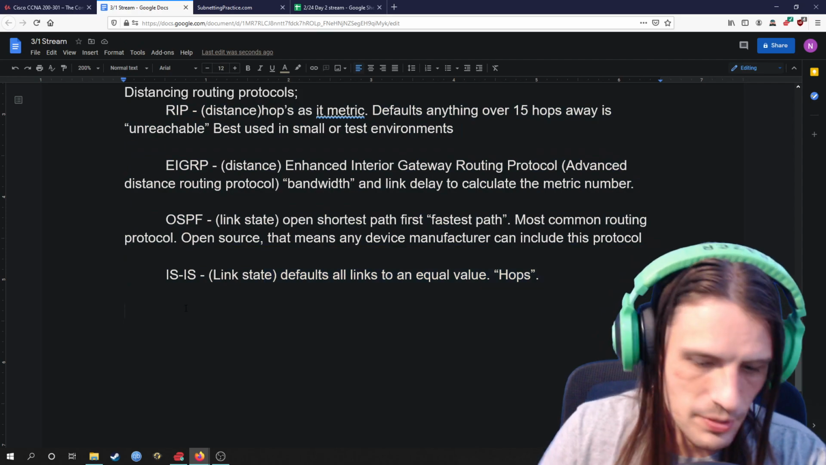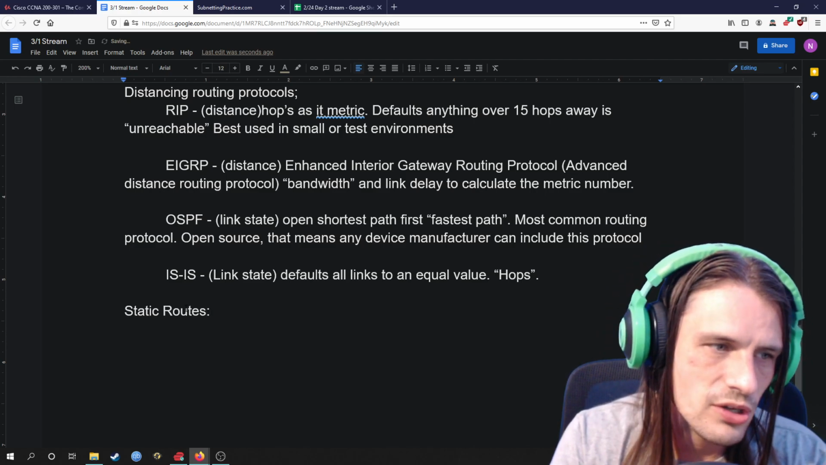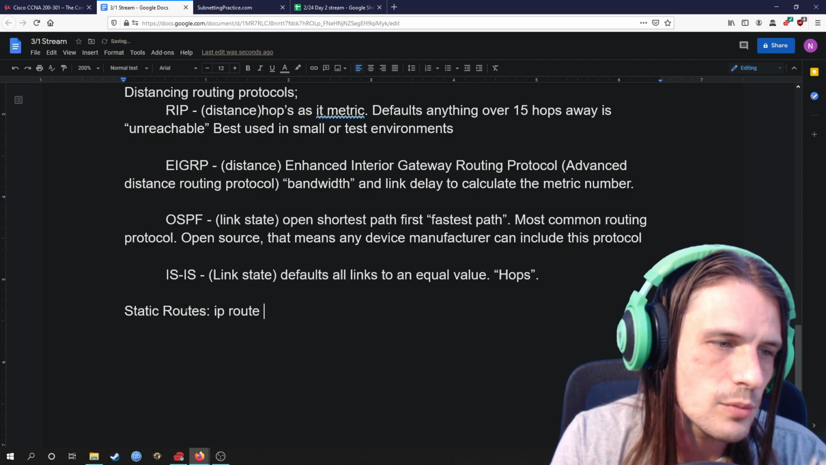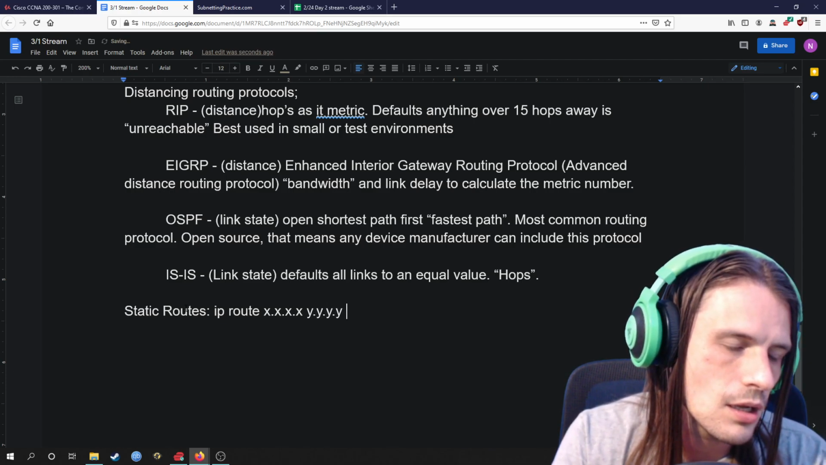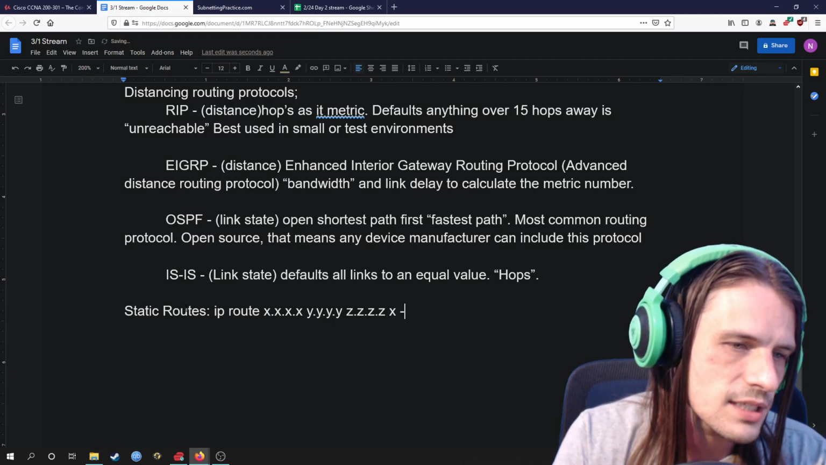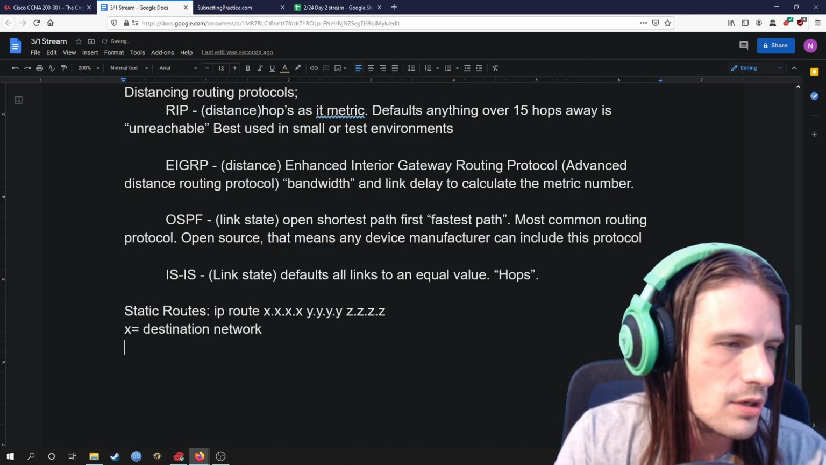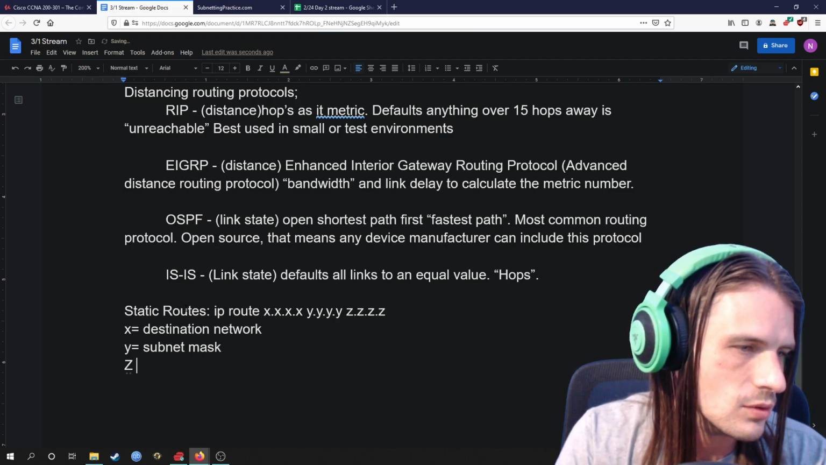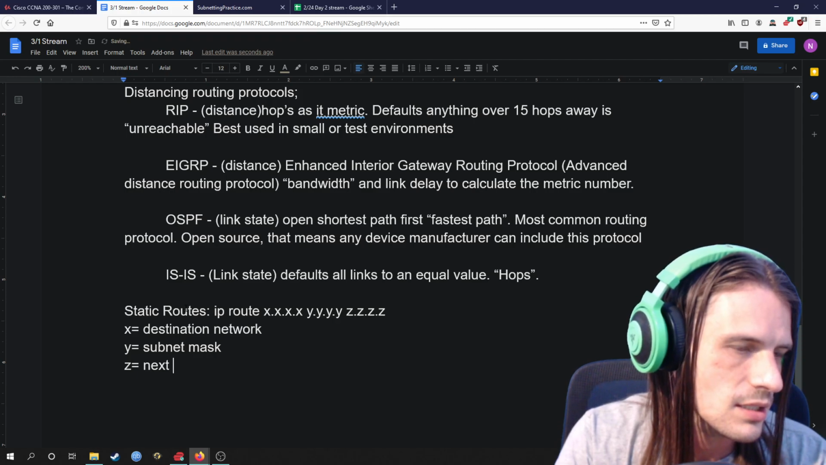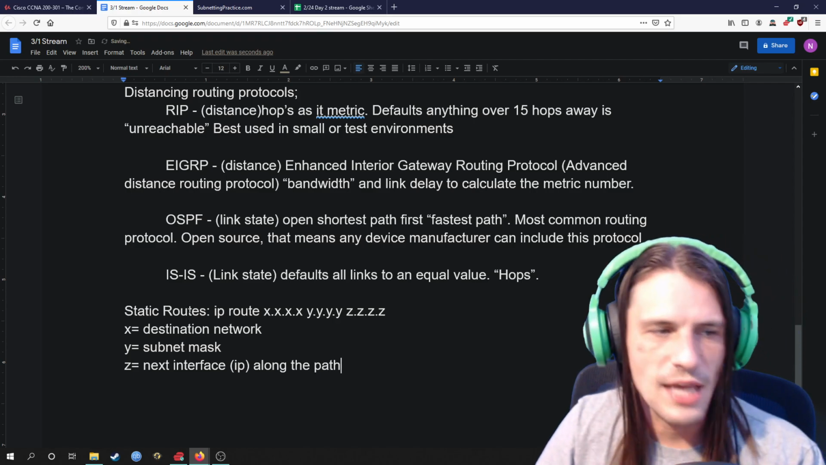So these are all dynamic, but then we have static routes, and again, these are ones that we put in ourselves. So we would just log into the system and we would say IP route. And then we could put x equals destination network. I think it's network, right? Yeah, destination network. Y equals subnet mask. Z equals next interface IP along the path. And that would be how you enter in a static route.